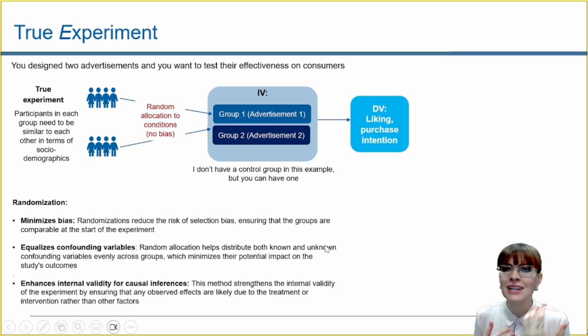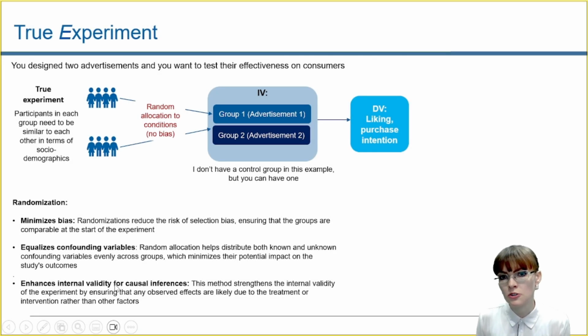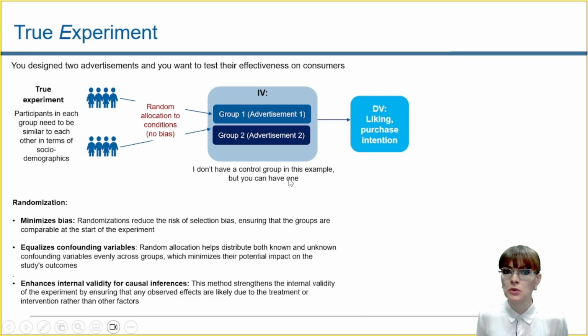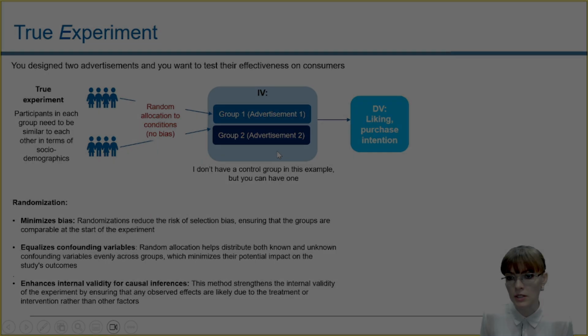There could be something else that we may not even be aware of as researchers, a confounding variable in our participants. Finally, random allocation of participants to one of the conditions allows us to increase the internal validity of our experiment. Internal validity basically refers to us being confident that the effects that we are observing in the dependent variable really and truly occurred because of the manipulations, the interventions that we executed.